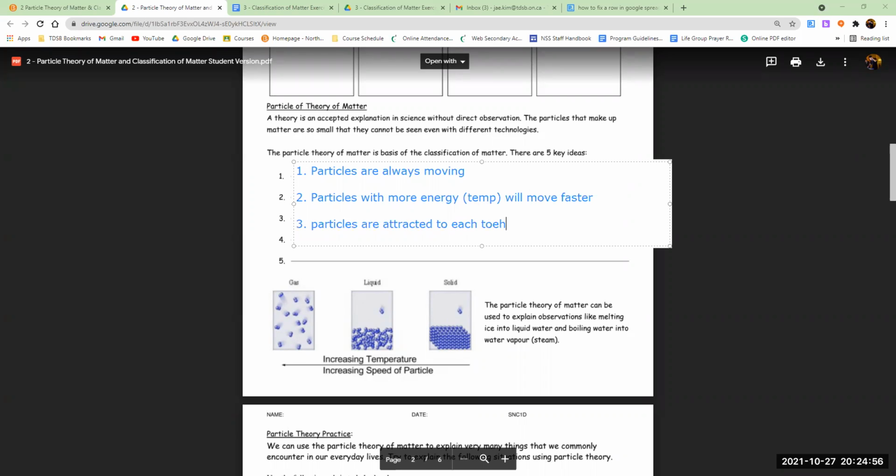In other words, there is an invisible force that is trying to pull the particles together. You learn more about it in grade 11 chemistry if you choose to take it. But for now, we just say there is some kind of invisible force keeping particles together. Number 4, particles have space between them, which makes sense. If they are constantly moving, they have to have space between them.